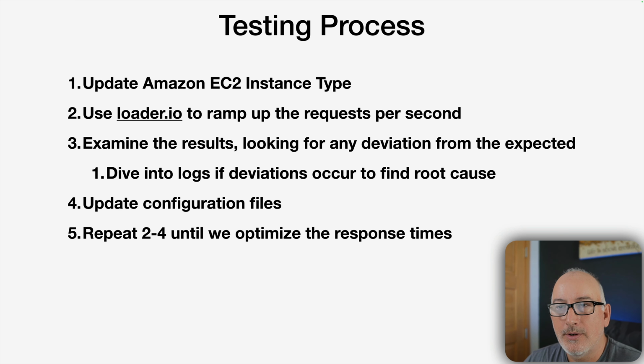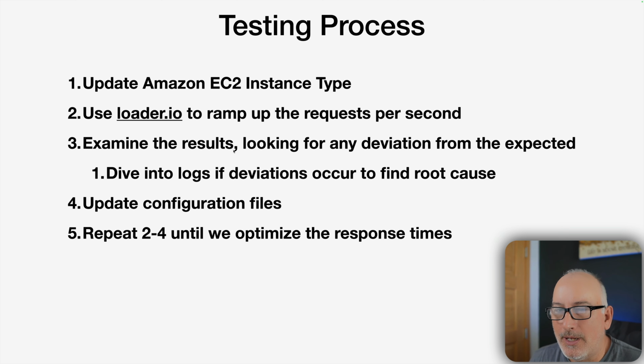At a high level, here's our testing process then. We are going to update the Amazon EC2 instance to whatever type that we want to test. Maybe we start off with T2 Micro, and then at some point we're going to make it to T2 2XL. And at some point we'll dive into the other instances that AWS has available. We're going to use loader.io to do a linear ramp up of the number of requests per second. And then we're going to look at those results.